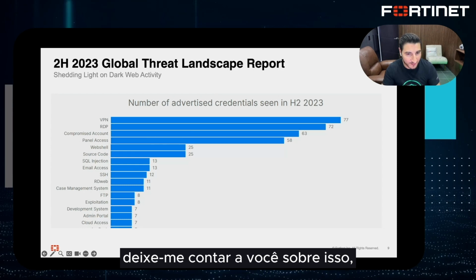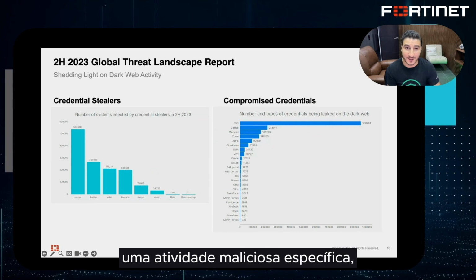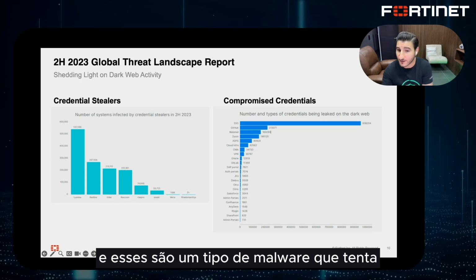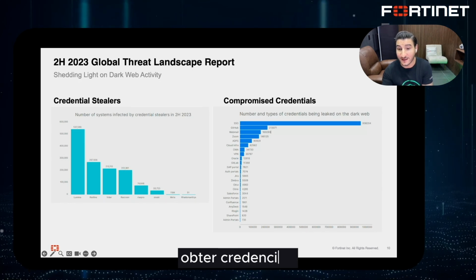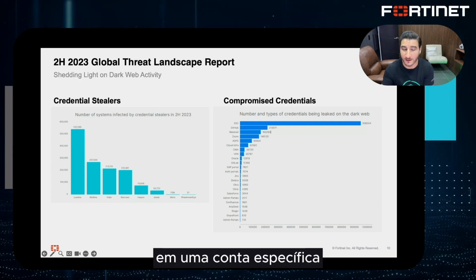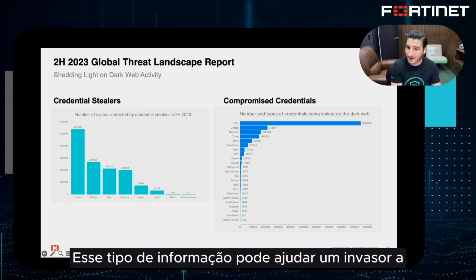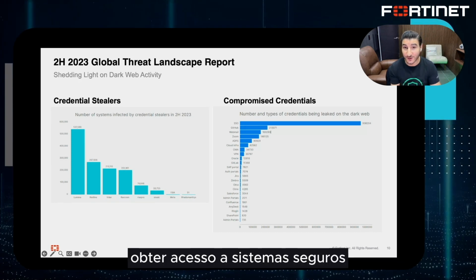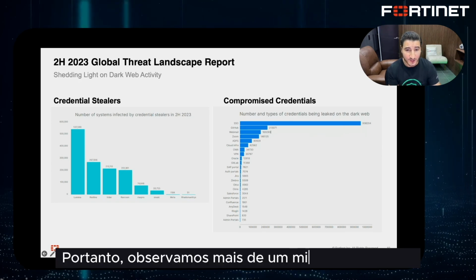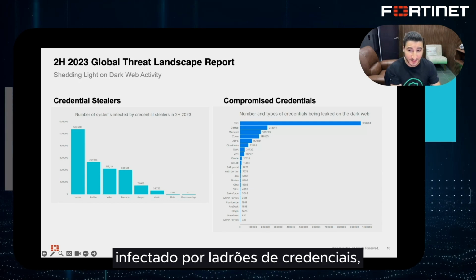And let me tell you about it, because this kind of information always comes from a specific malicious activity. For example, credential stealers, right? Those are a type of malware that try to get credentials from a customer application or even, for example, from a specific account of the victim. So this kind of information can help an attacker gain access to secure systems or secret networks to gather sensitive information, right? We observed more than 1 million systems infected by credential stealers.